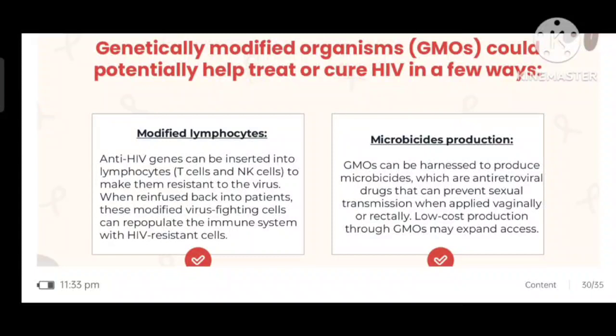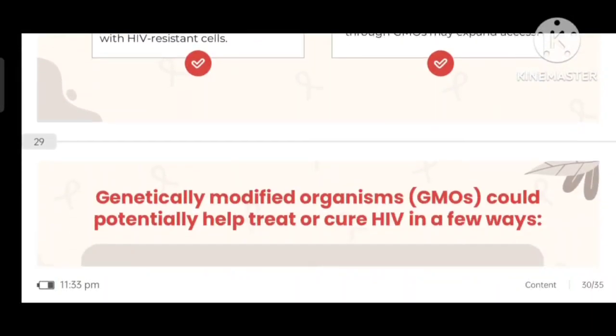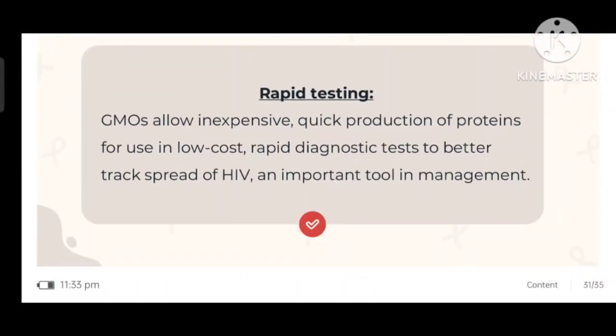Another example is microbicides production. GMOs can be harnessed to produce microbicides, which are antiretroviral drugs that can prevent sexual transmission when applied vaginally or rectally. Low-cost production through GMOs may expand access. Lastly, we have rapid testing. GMOs allow inexpensive and quick production of proteins for use in low-cost, rapid diagnostic tests to better track the spread of HIV, an important tool in management.